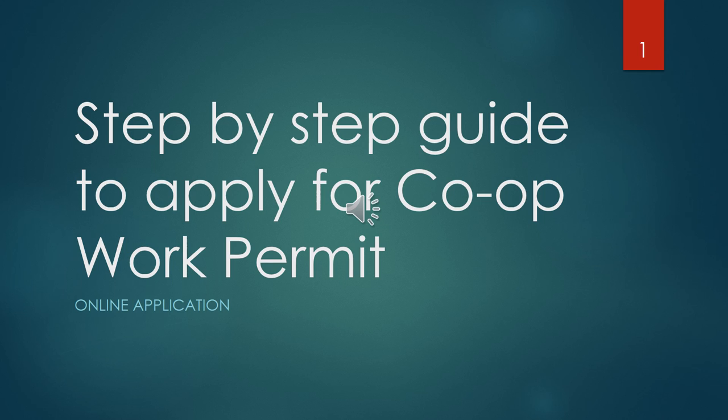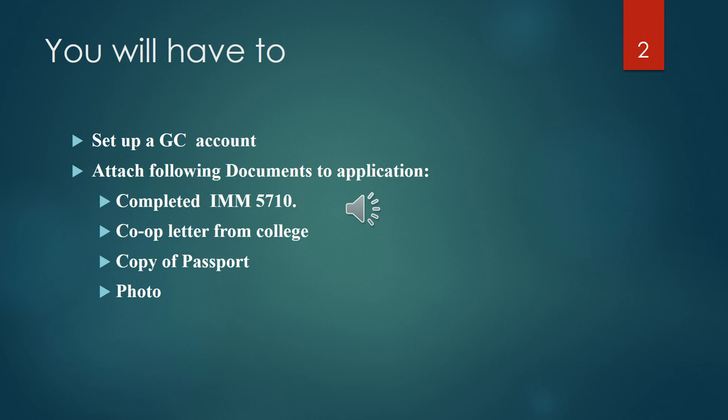So continue. A brief introduction: what you should be doing is you'll have to set up a GC account, and then for the application you'll have to attach the following documents: completed IMM 5710, co-op letter from college. You'll get this letter from the college or institute where you're studying, copy of passport and photo. These steps of attaching the documents will also be shown when you have completed the other steps or answered the questions on your account. It will show up as well, but still you are definitely going to need these documents.